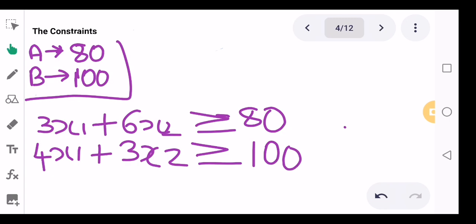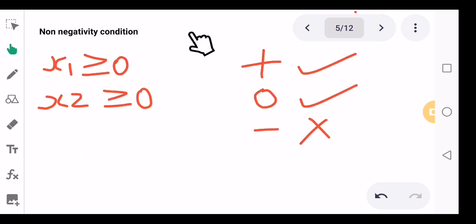Now the next one is very easy. This is the non-negativity condition. Here it can be positive, it can be 0, but it should not be negative. A decision variable should never be negative. It can be greater than 0, it can be equal to 0. That's what they are saying.